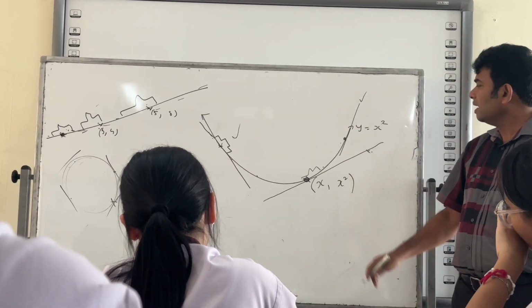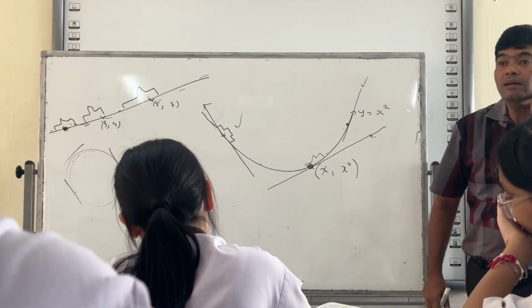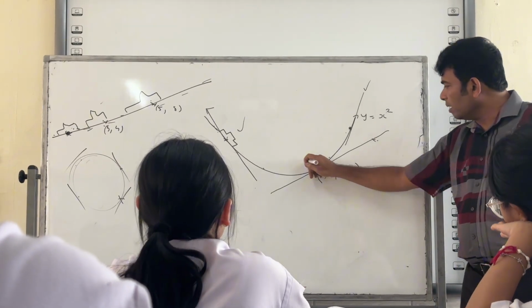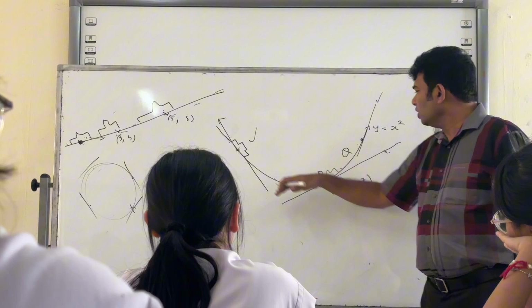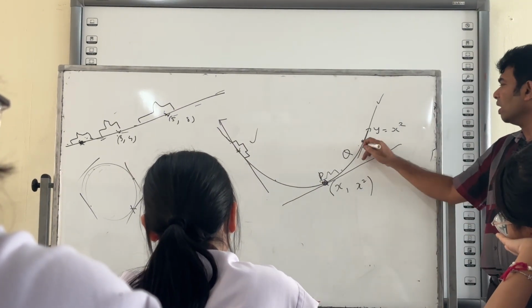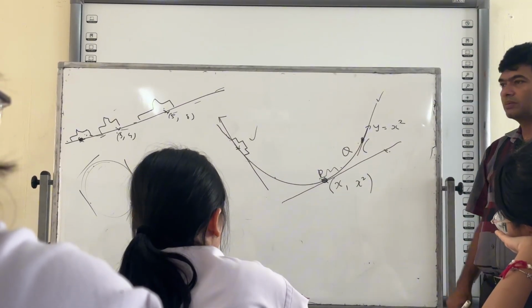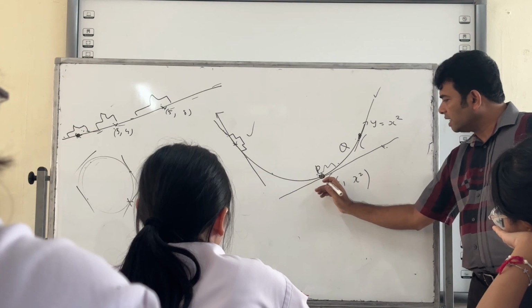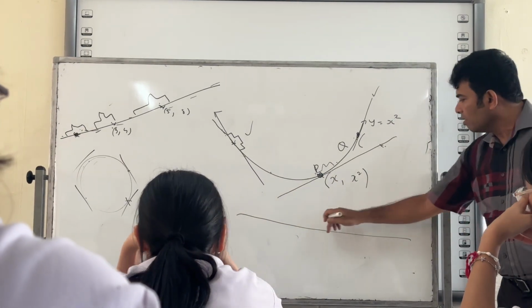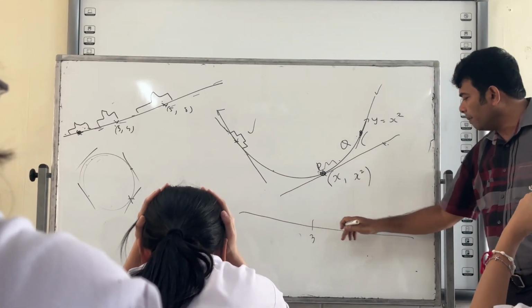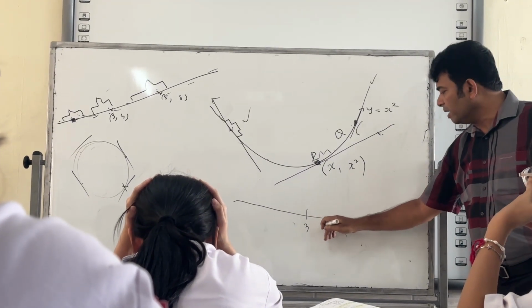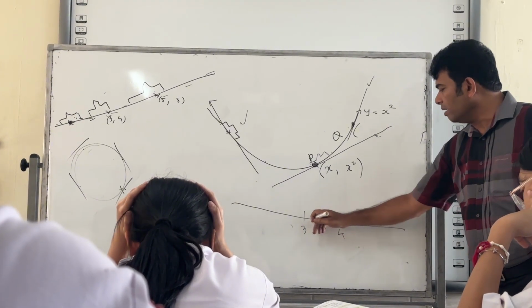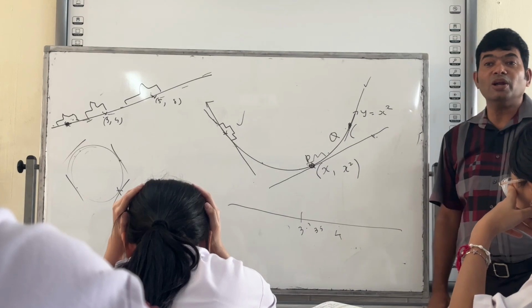So what to do? Take a nearby point. This is a point, maybe P. Take a nearby point Q on the same curve, not on this line. What will be the coordinates of Q? Very near. For example, this is the x-axis. If it is 3 plus 1, that is 4, that is nearby, correct? If it is nearer, it means 3.5. If again nearer, 3.1, correct or not?